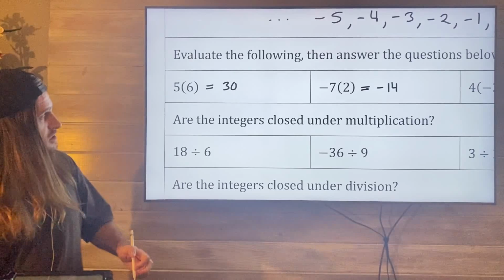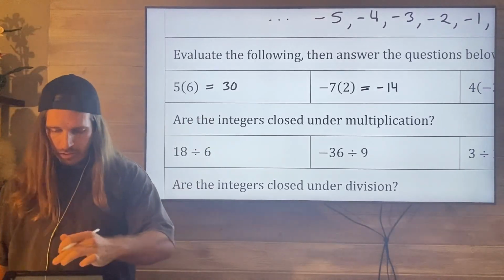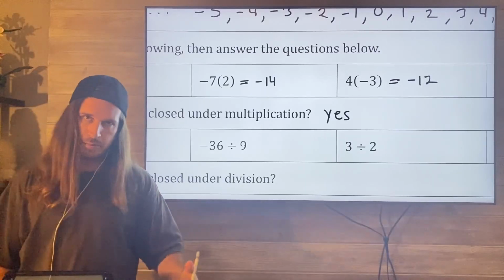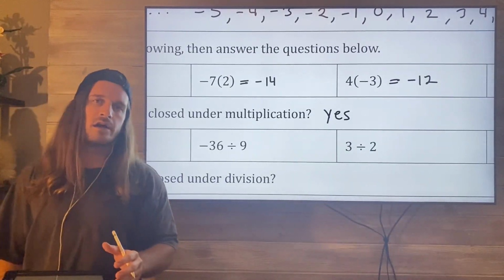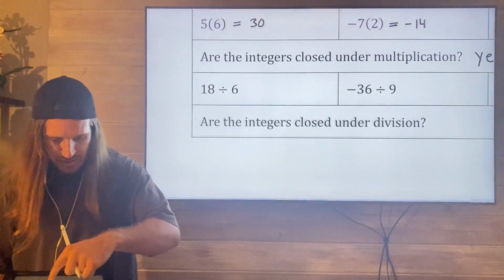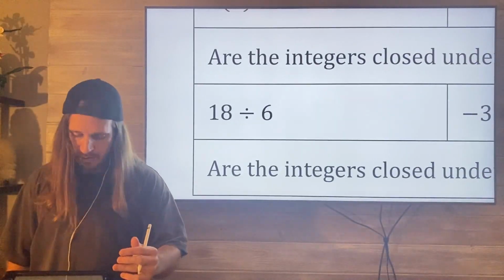Oh, let's answer this question first. Are the integers closed under multiplication? Yes. Right? If we multiply two integers, we are going to get another integer. That's what it means to be closed. Now for division. All right, let's divide two integers and see what happens.